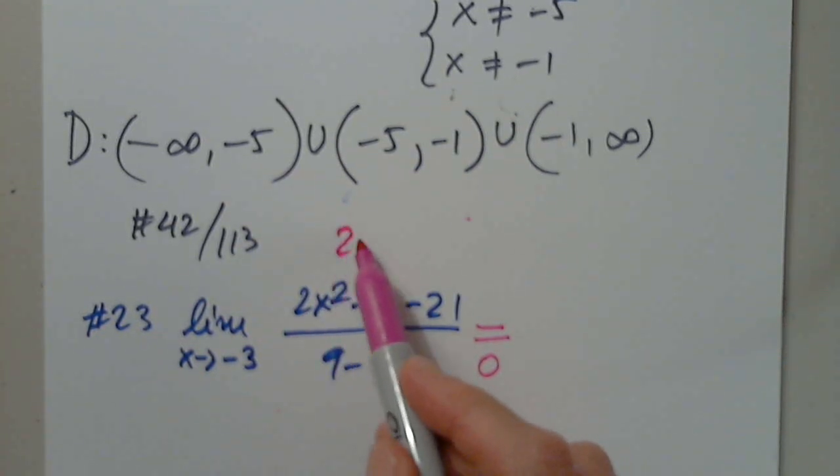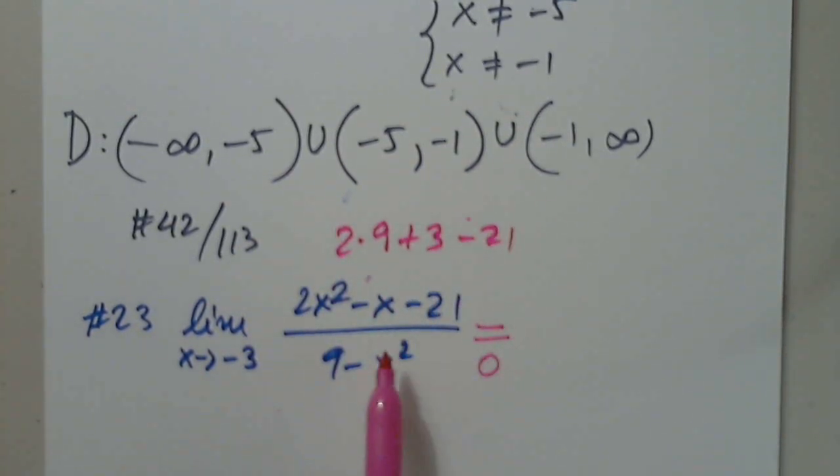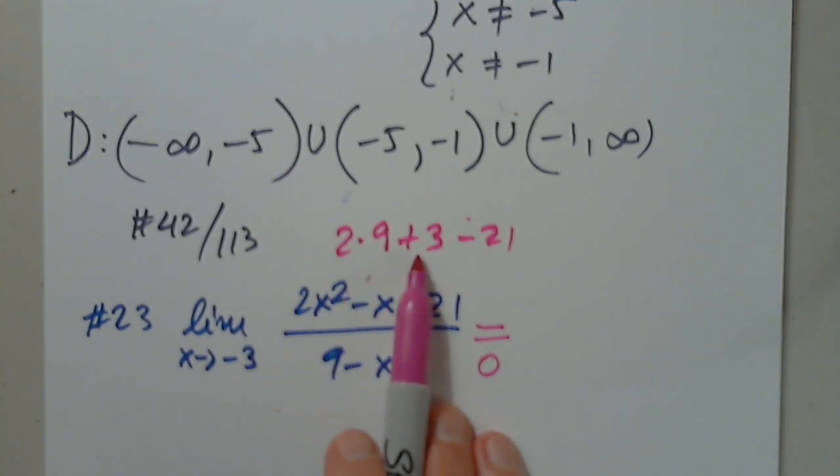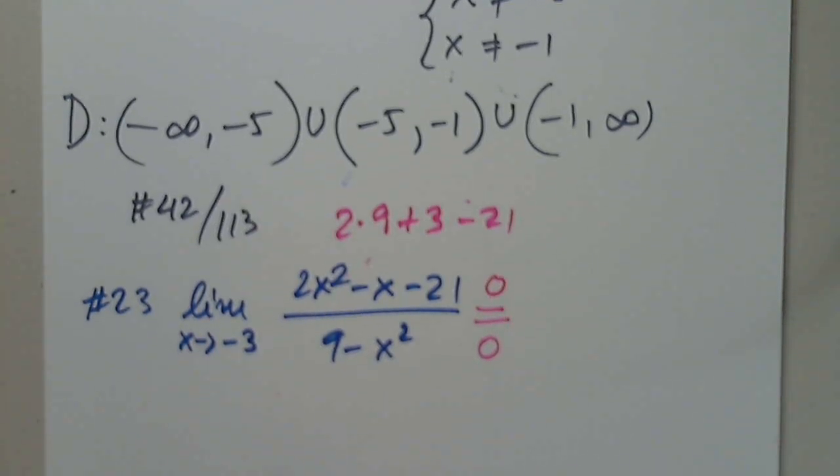So here you have 2 times 9 plus 3 minus 21, because this is -3. 18 plus 3 is 21, minus 21 is 0. Is there hope or no hope whatsoever? There is hope. There is no guarantee, but there is hope. Thank you. Excellent.